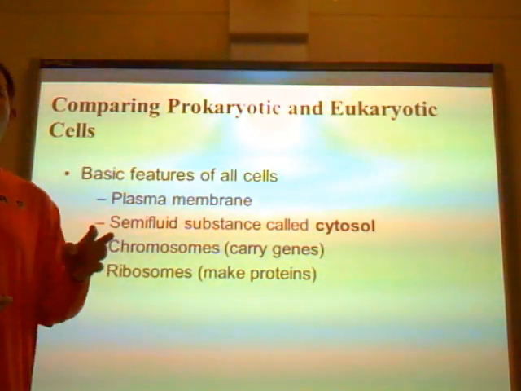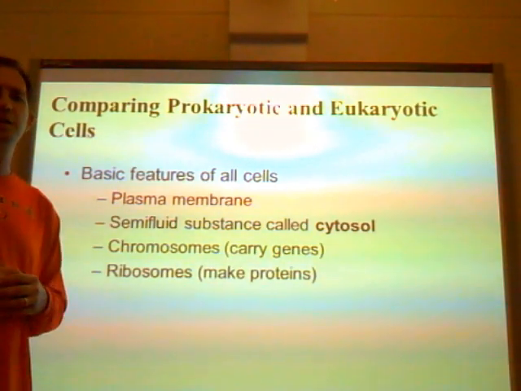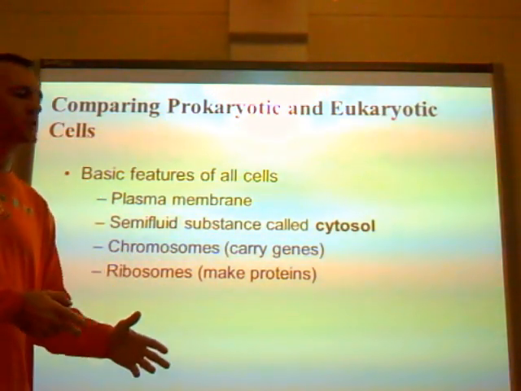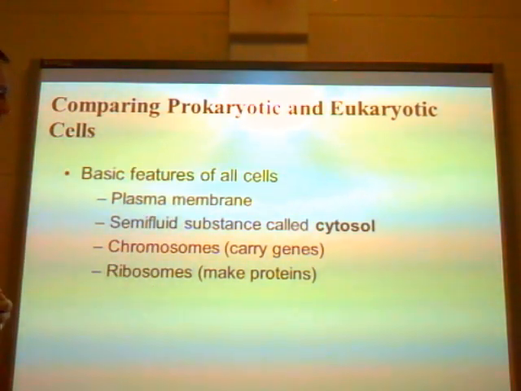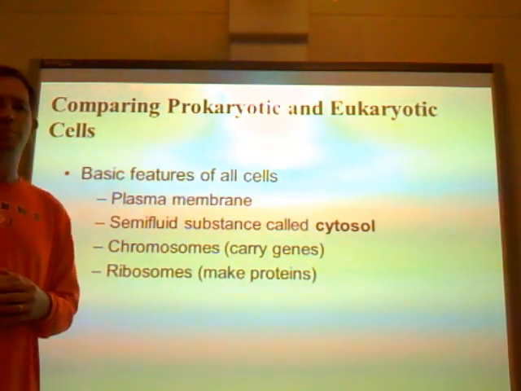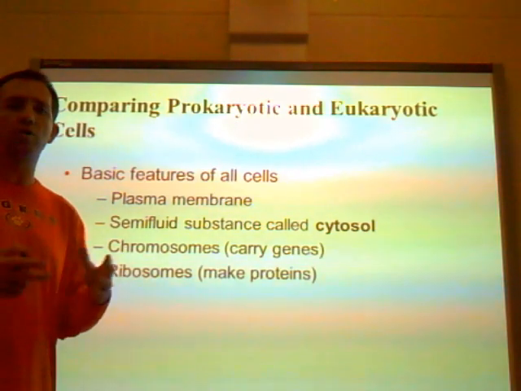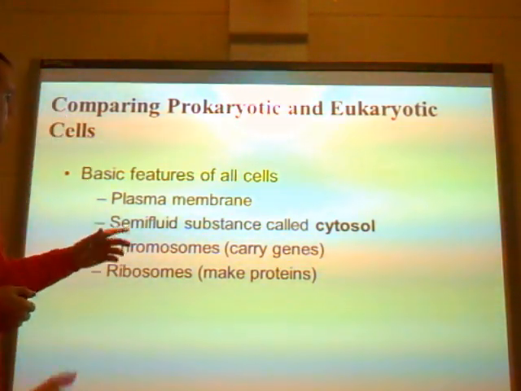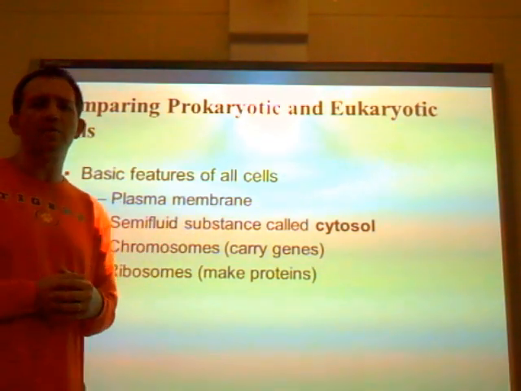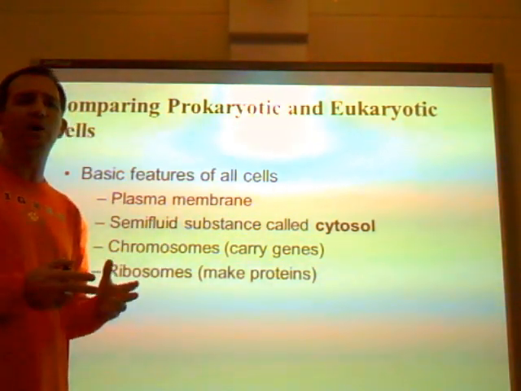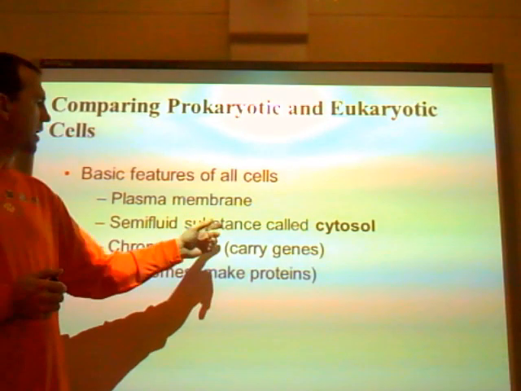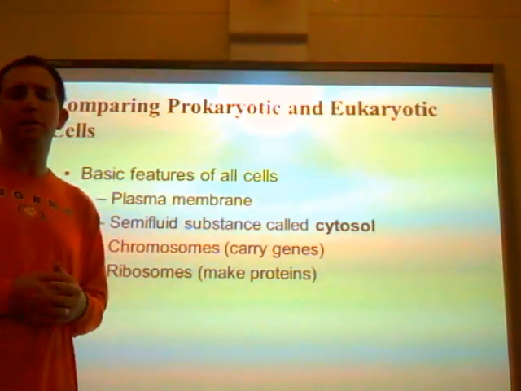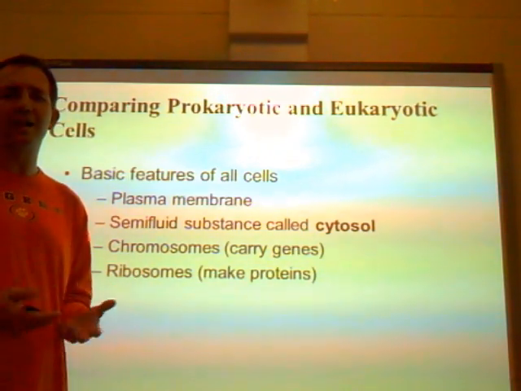Now, there are 4 to 5 basic features to all cells. In the AP biology book, we see that there are these 4, and then there's one additional from a text that I have also been utilizing in classes. So the first is this plasma membrane. Another name for that is also the cell membrane. The semi-fluid substance called the cytosol. Another name that a lot of times we will use for that is the cytoplasm.